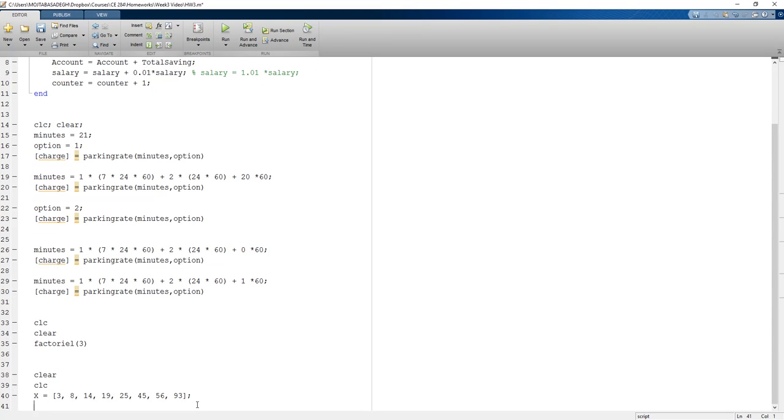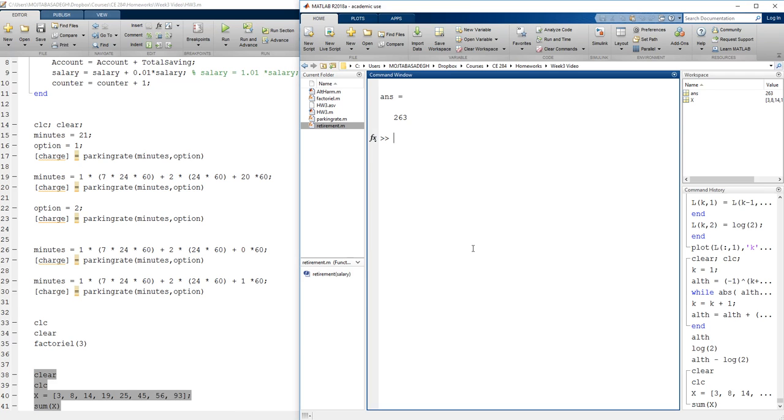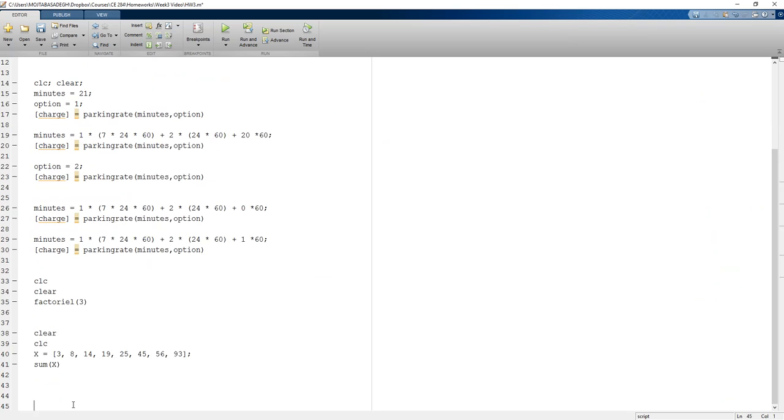If you remember, we could have just done sum of x, right? Sum of x will just calculate the summation of all elements in x for me, and life is beautiful. But guess what? That's not what we want here. We want you to use a for loop to calculate sum of x.